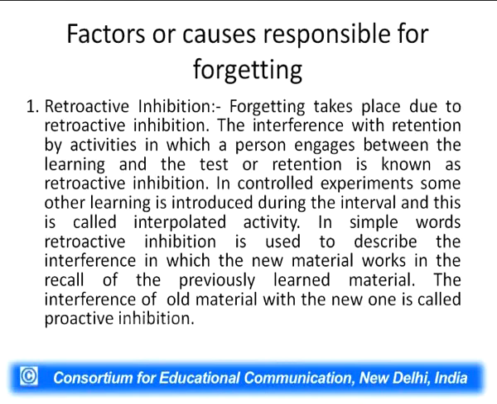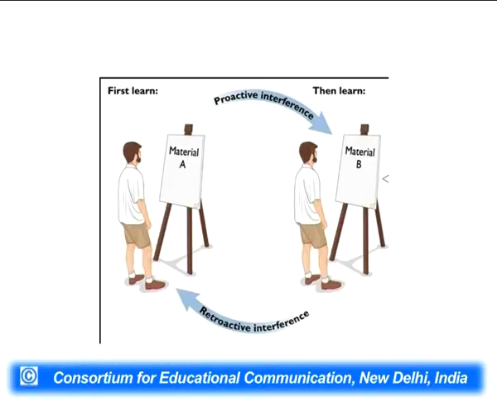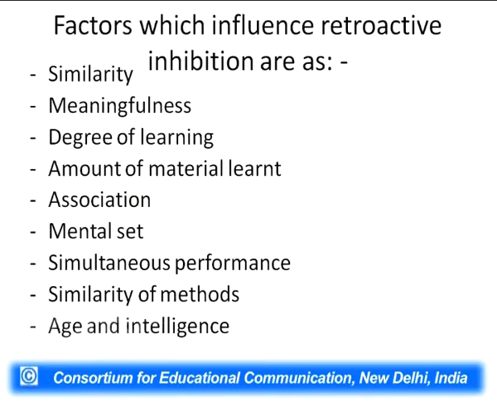There are two kinds of interference. When the previously learnt material interferes with another one, it is called proactive, and when the new one interferes with the old one, we call it retroactive inhibition. There are two kinds of factors which inhibit and cause forgetting. See, in this, the first is proactive interference, and the second is retroactive interference.